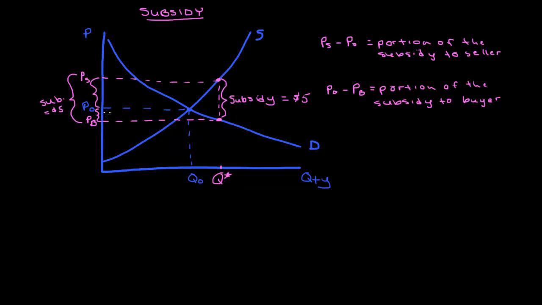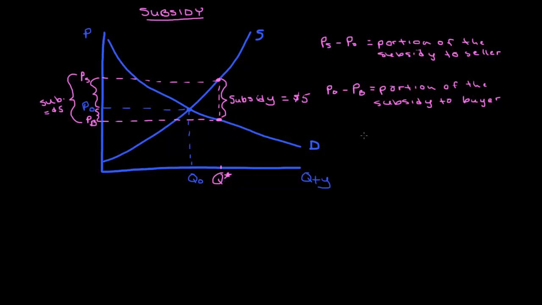So it's pretty clear to see here that most of the benefit of the subsidy is received by the seller. But that is, once again, a function of the price elasticities of supply relative to the price elasticities of demand. With the subsidy, the party that has the relatively more inelastic curve is going to be the one that receives a majority of the subsidy.